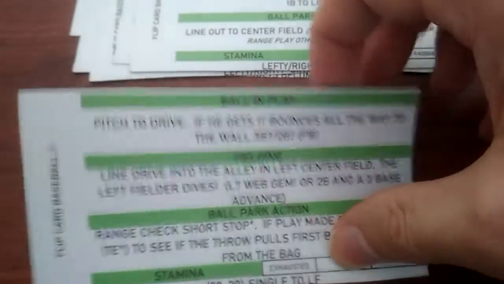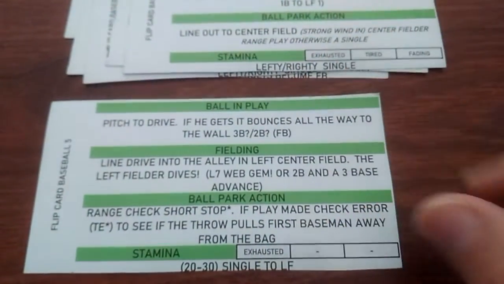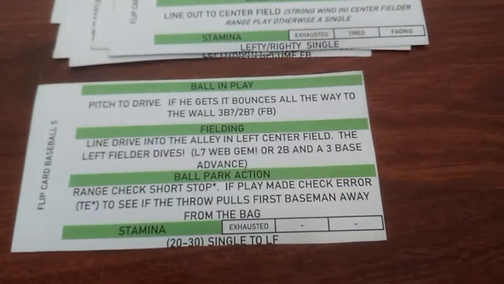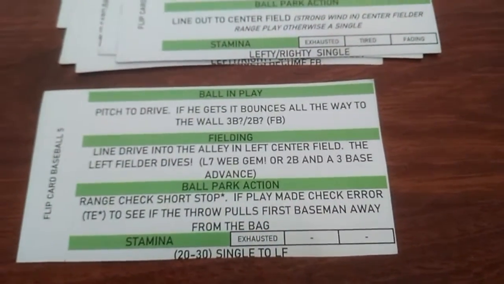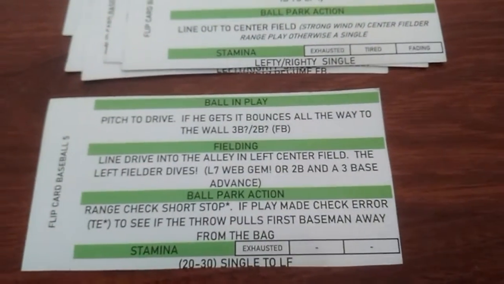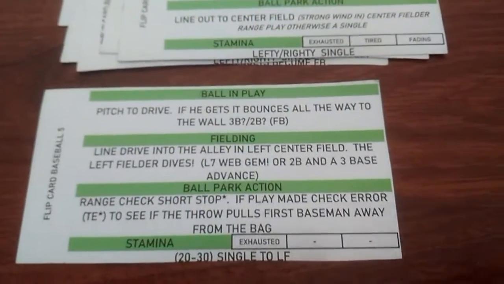Here's probably the last example, range check for the shortstop. So that's the fielder's range check for the shortstop. If he gets there, we're looking to see against his error rating whether he makes a bad throw on that. If he does make the bad throw, it pulls the first baseman away from the bag.